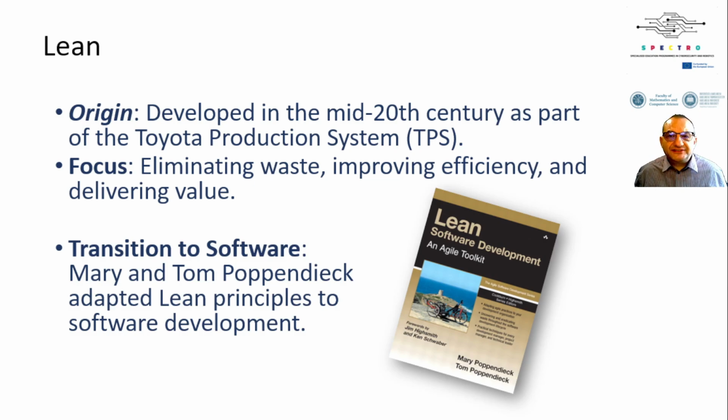Lean principles were first developed in the manufacturing world, particularly as part of the Toyota production system in the mid-20th century. These principles focused on eliminating waste, improving efficiency, and delivering value to the customer. Over time, these principles have proven to be incredibly effective and adaptable beyond manufacturing. Recognizing this, Mary and Tom Poppendieck brought Lean into the world of software development. Their landmark book transformed the original Lean principles into a framework for developing high-quality software in a fast and efficient way.